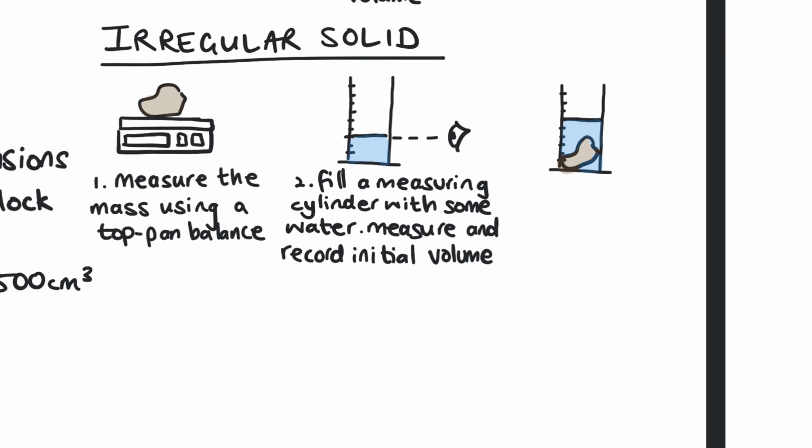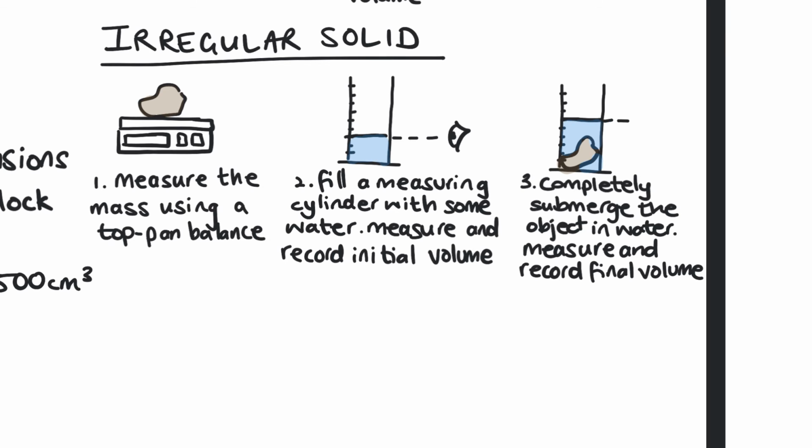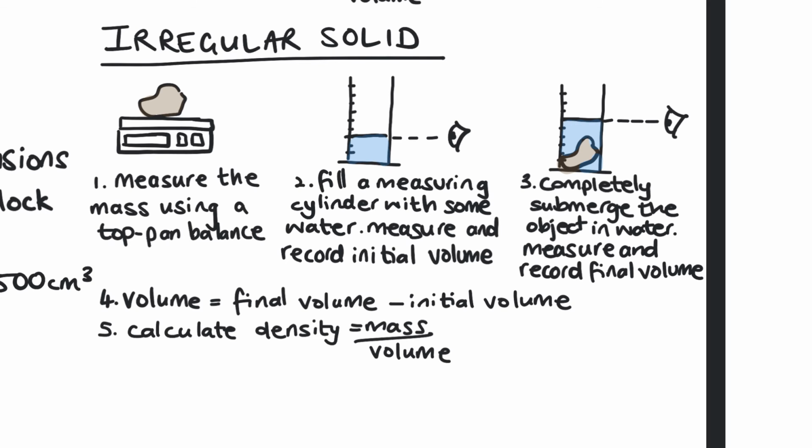Once you've recorded the initial volume of water, then you put the rock into the measuring cylinder with the water. It's important to make sure that the rock is fully submerged. It has to be completely covered by the water. Then we take the reading of the new volume. To get the volume of the rock itself, we need to take the final volume and subtract the initial volume. So we're taking the volume of the water and the rock together and subtracting the volume of just the water, and that will leave us with the volume for the rock. We can then use the density equation in order to calculate the density.